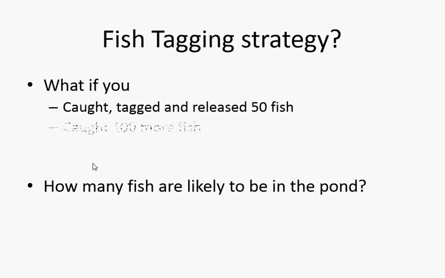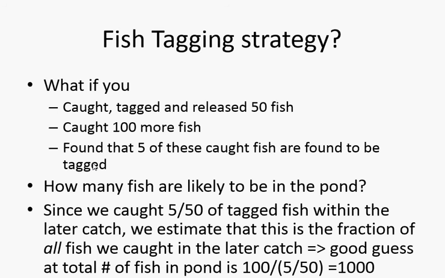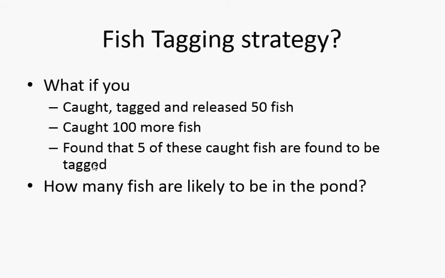Okay, so let's give this example. Suppose you caught, tagged, and released 50 fish. Then you caught 100 more fish, and you found that 5 of the newly caught fish out of the 100 are found to be tagged. How many fish do you think there are in the pond? So again, you've tagged 50 fish there, and you caught 100 more, and only 5 of those were tagged. How many do you think there are in the entire pond?